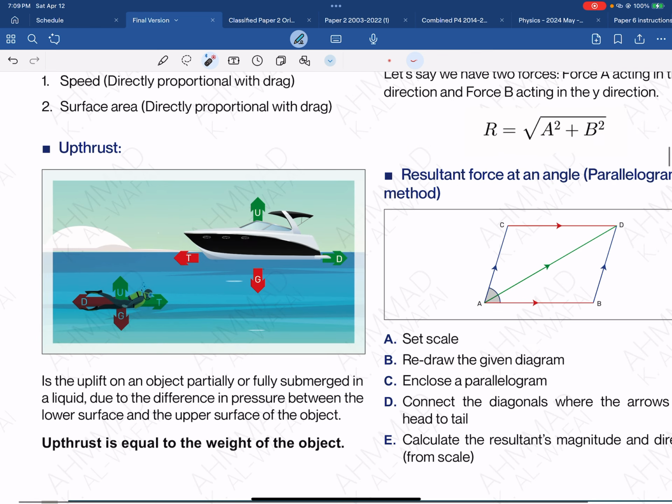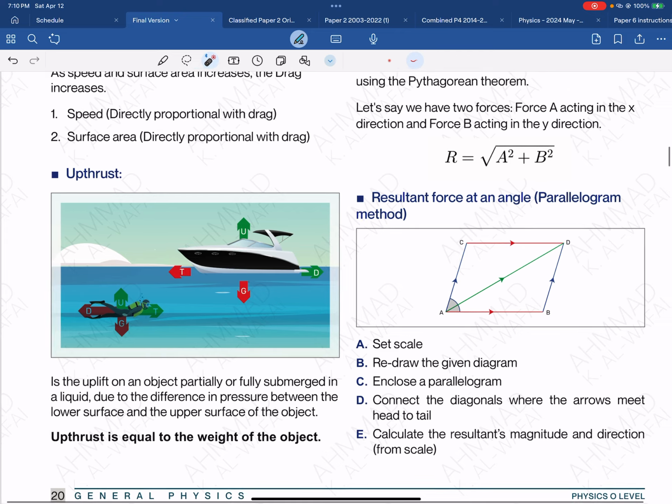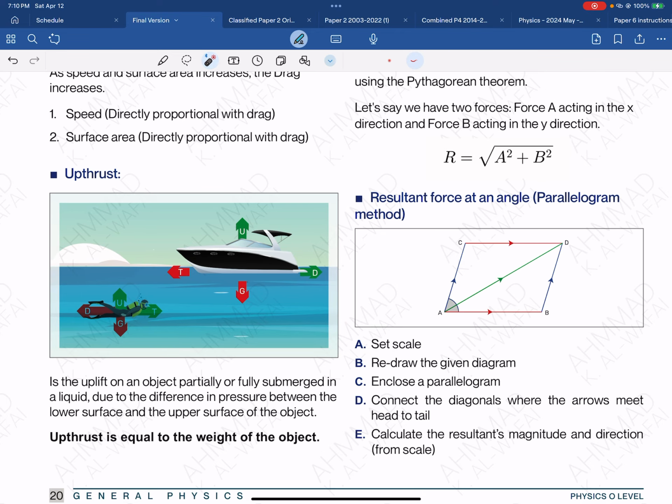Now we talk about the upthrust. Upthrust is the force created due to the interaction with the molecules of the surface of a fluid. Basically, this ship is sitting on a bed of water. Imagine these water molecules are being pushed by the weight, so they push back against the boat and create the upthrust force. Usually the upthrust is equal to the weight. This is what you should learn in O level.